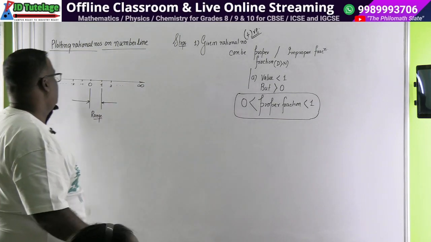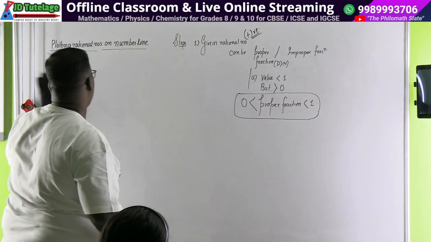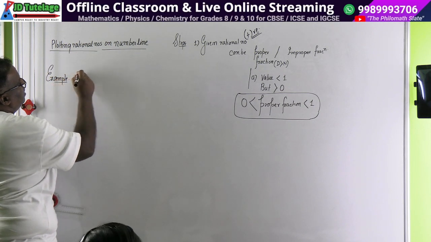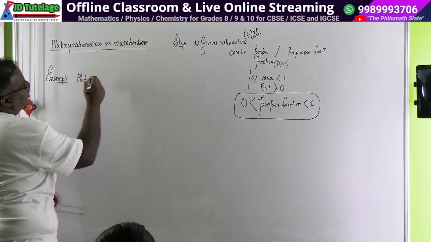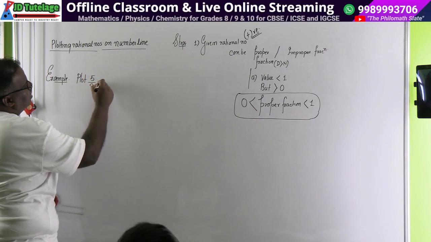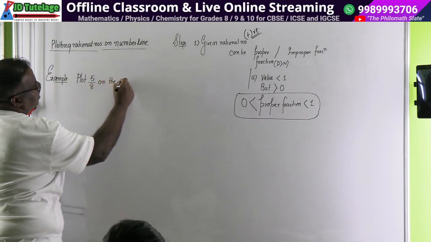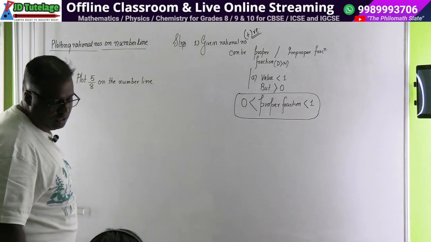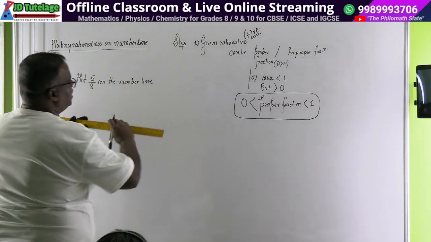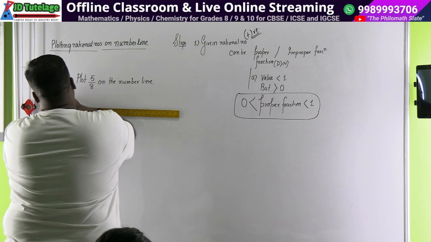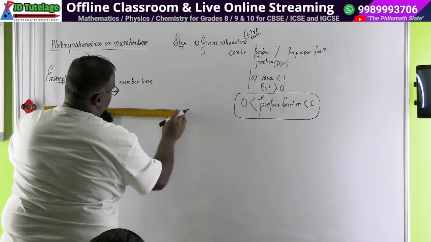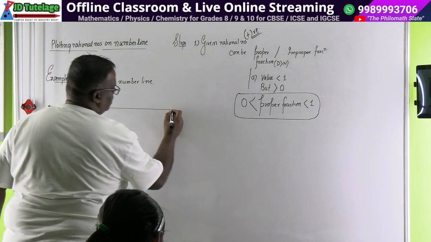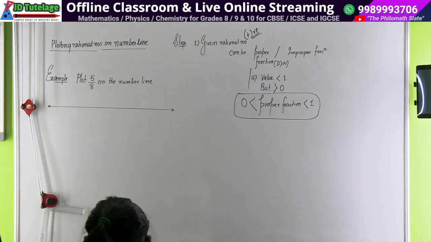Okay. So let's take one example. The first example: plot 5 by 8 on the number line. Plot 5 by 8 on the number line. ठीक है ना? आइए कैसे करेंगे उसको. सबसे पहले बनाइए एक नंबर लाइन. Don't mark anything till I say. Just draw the line. Just draw the line. Draw the line. बोलिए.